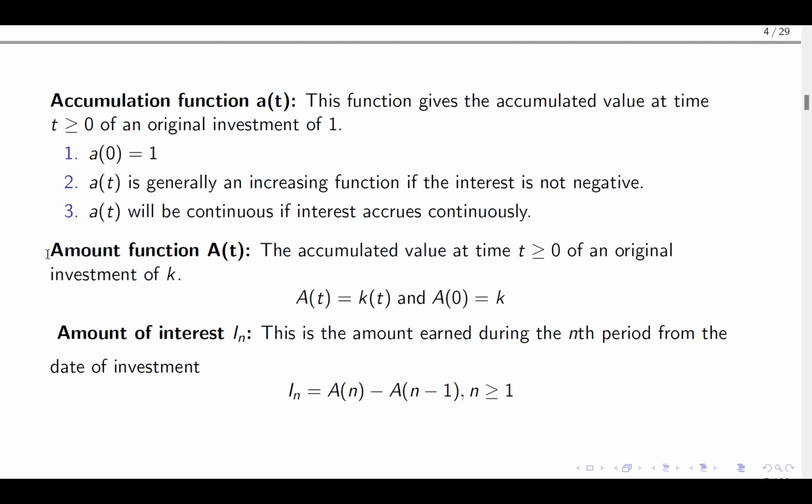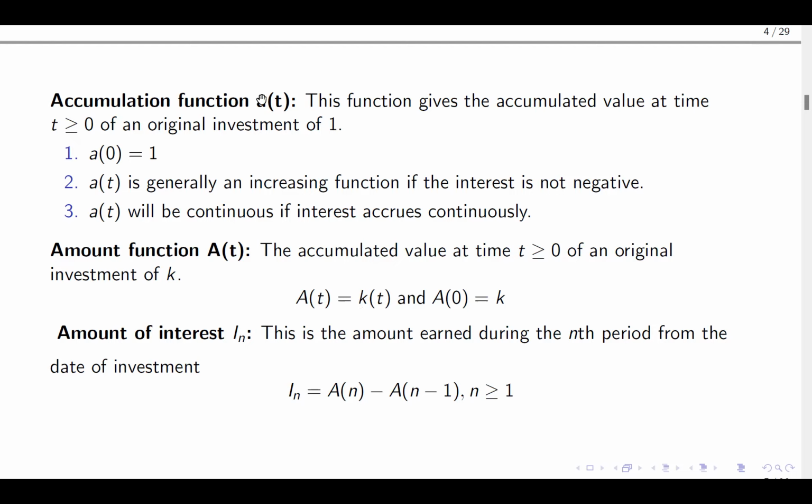Now let's look at the amount function, okay? We use capital A instead of a small a. It gives the accumulated value at time t greater than or equal to 0 of an original investment of k. So the amount function represents the amount of money I will receive at the end of my 90-day T-bill, okay? That is my amount function. It's a function because we are talking here in terms of variables. No specific value of t or k has been given, okay?